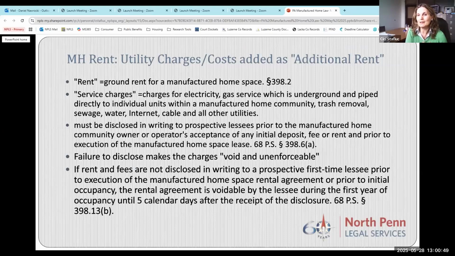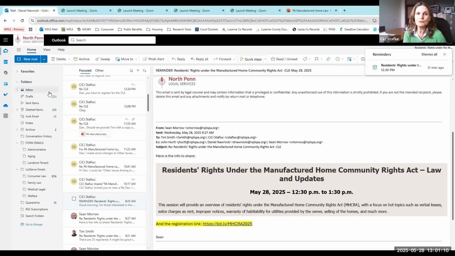Okay, now our position is that any kind of cost and utility charges cannot be added as rent. Why? Because rent is defined in the statute as ground rent for a manufactured home space. You also have a different definition for service charges, and you have it right there.